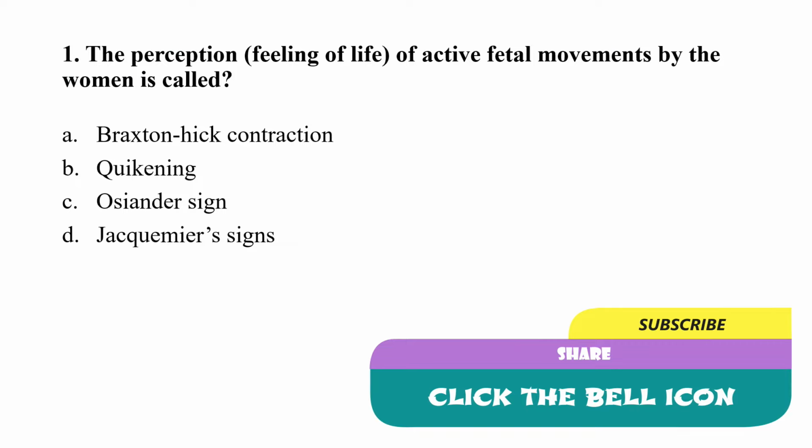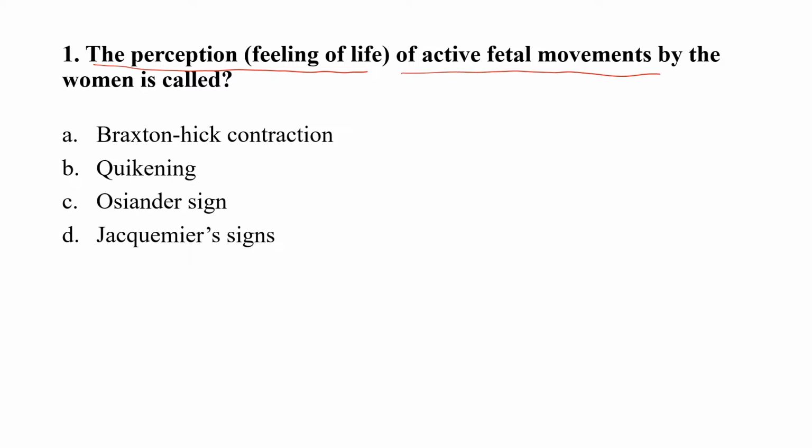Question number 1. The perception or feeling of life of active fetal movement by a woman is called: option A, Braxton Hicks contraction; option B, quickening; option C, Osiander sign; option D, Goodell sign. The correct option here is option B, which is quickening. Quickening is the feeling of active fetal movement by the woman during pregnancy.